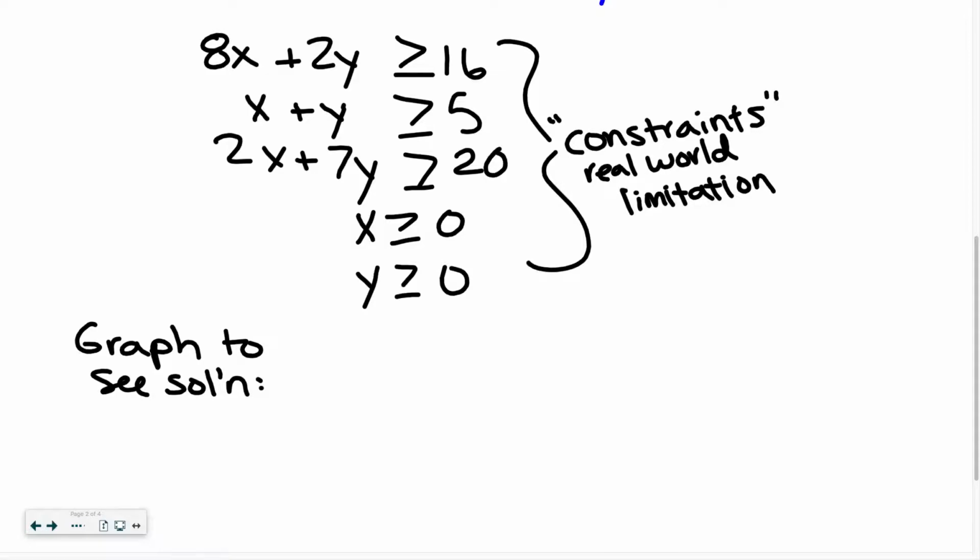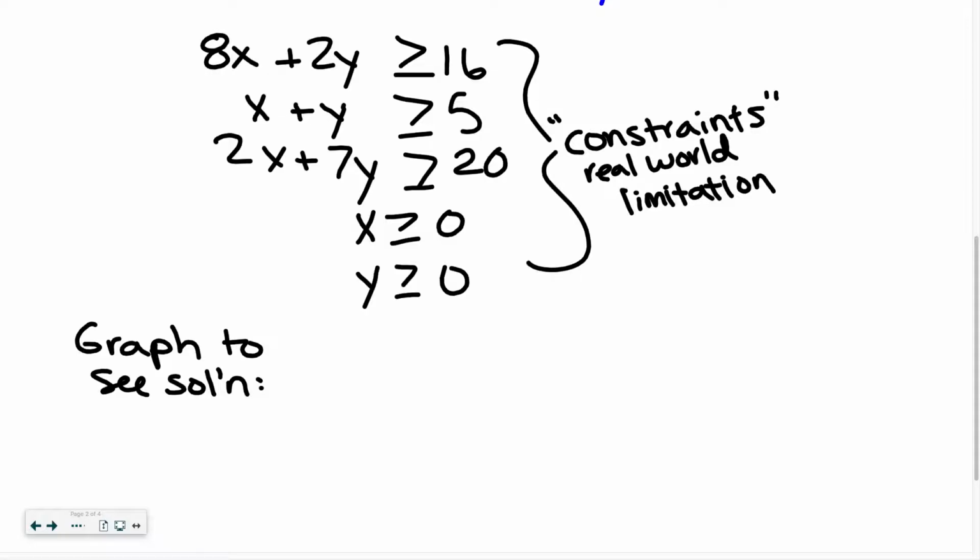Okay, we're going to graph to find the solution. I'm going to use my intercept method. So, if I do this one, 8x plus 2y equals 16, intercepts are pretty easy, right? The x-intercept is at 2, because 8x equals 16, divided by 8, x is 2. The y-intercept is at 8, right? That's my intercept method. Put 0 in for the other variable.